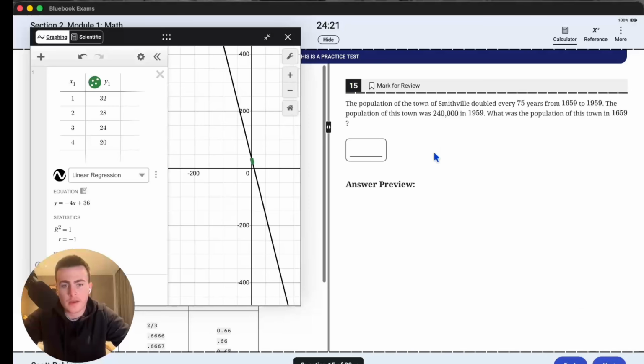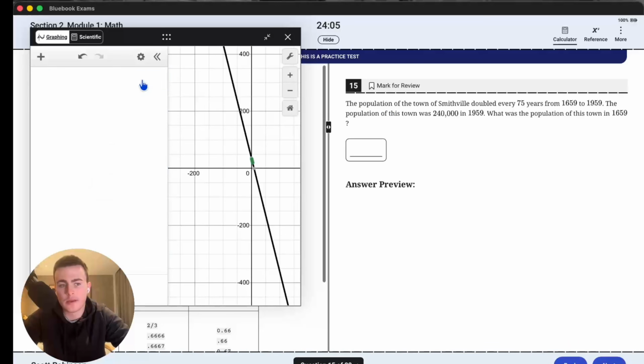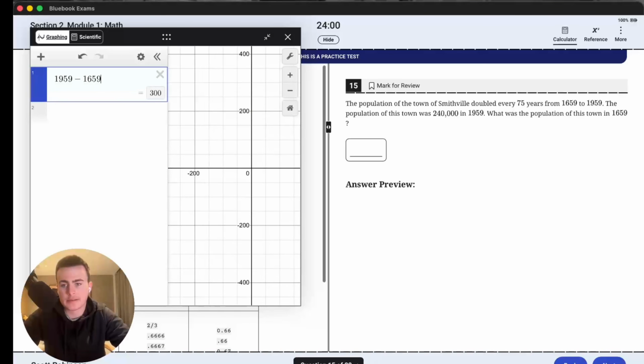Perfect. The population of the town of Smithsville doubled every 75 years from 1659 to 1959. The population was 240,000 in 1959. What was the population of the town in 1659? Okay, I want to see how many times it doubled. So 1959 minus 1659 is a 300 difference, right? If it doubles every 75 years, then it doubled 4 times, right? It's 300 over 75, you get 4. So it doubled 4 times in that time period.